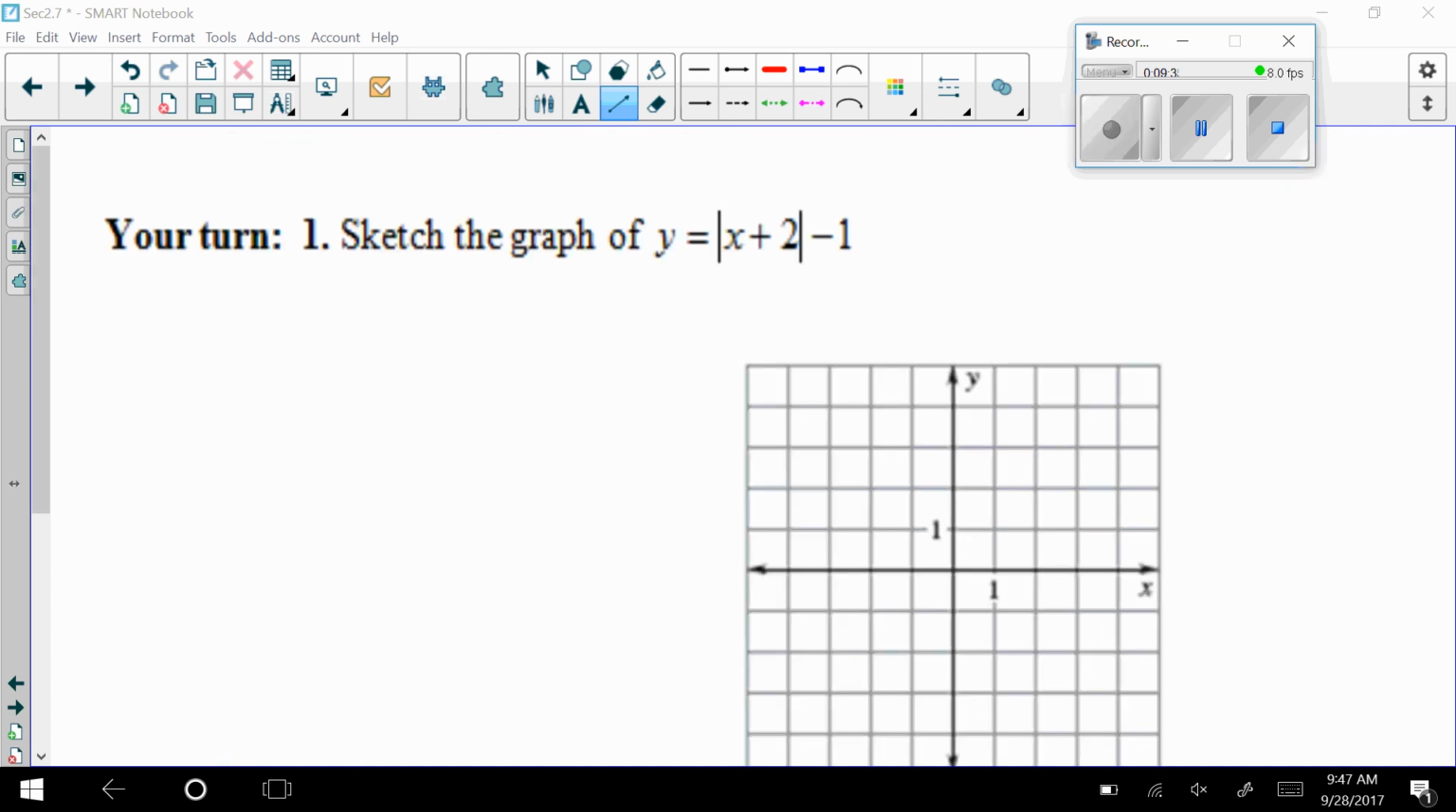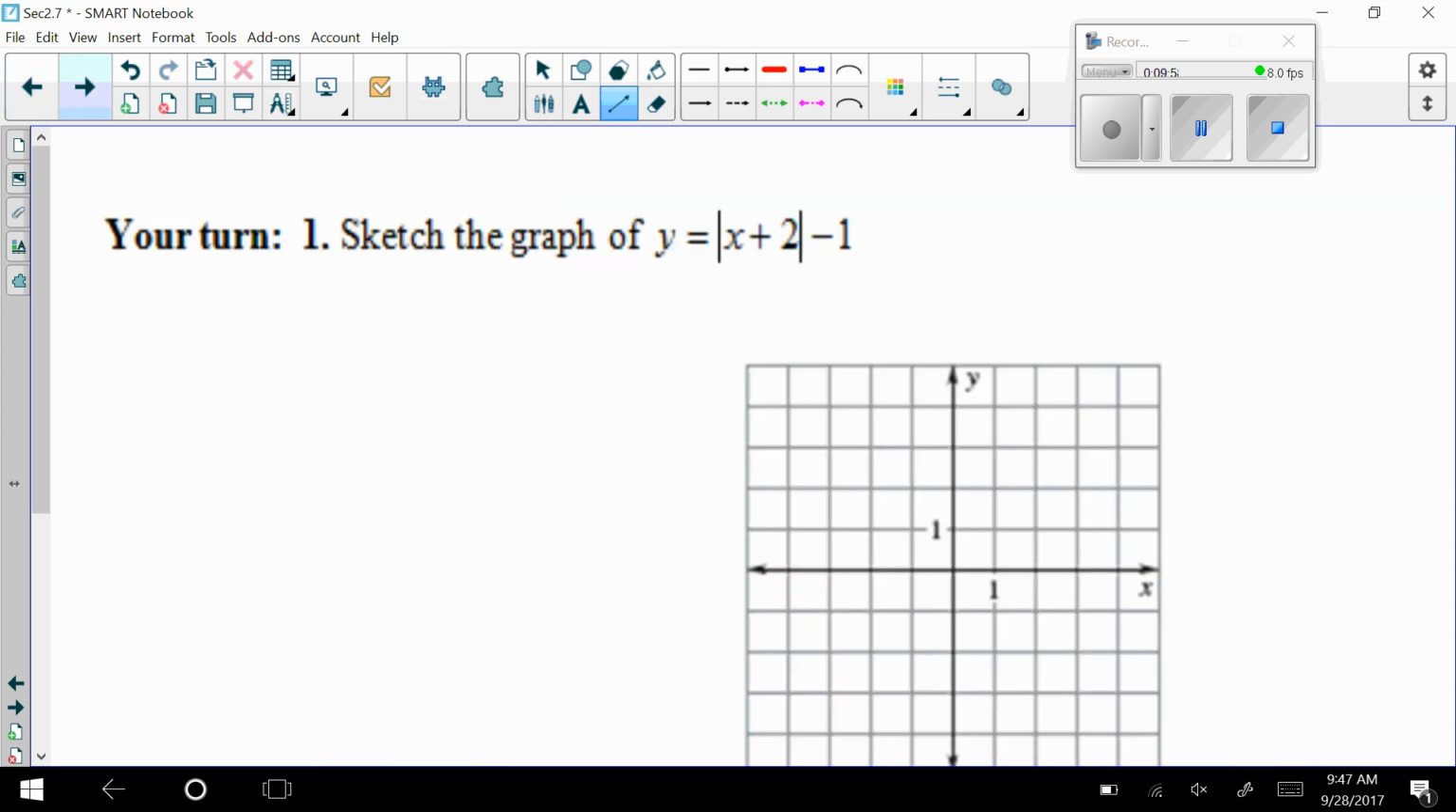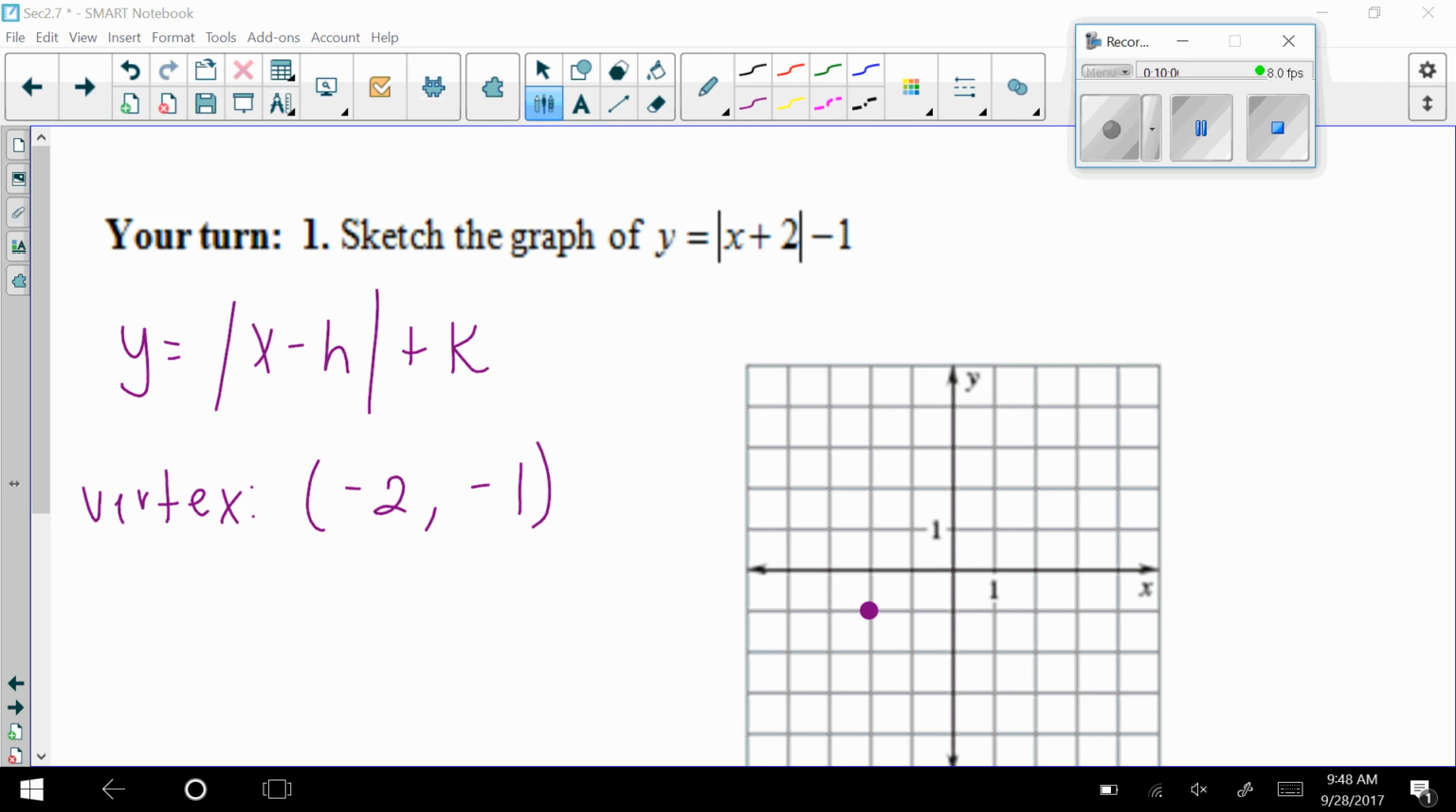Now on your own, pause the video while you work, sketch the graph y equals the absolute value of x plus 2 minus 1. Remember that the generic formula, you can look back at your notes, is y equals the absolute value of x minus h plus k, where h is the number of units shifted horizontally and k is the number of units shifted vertically.